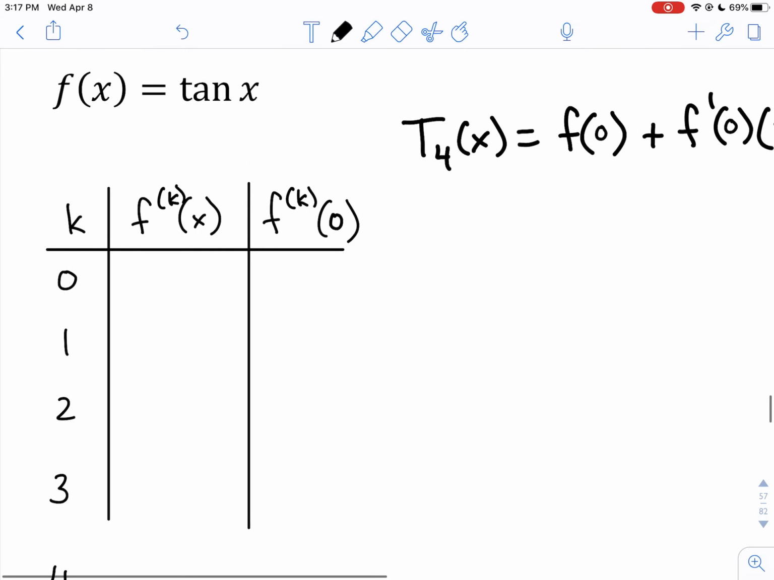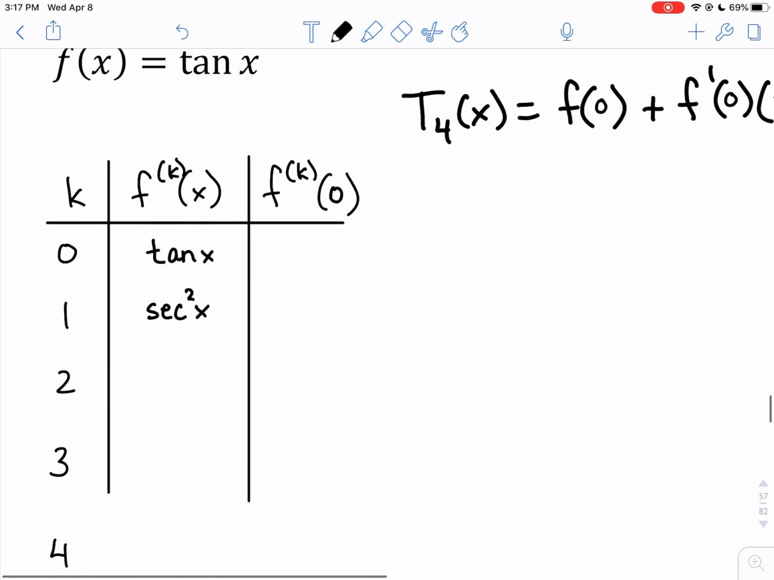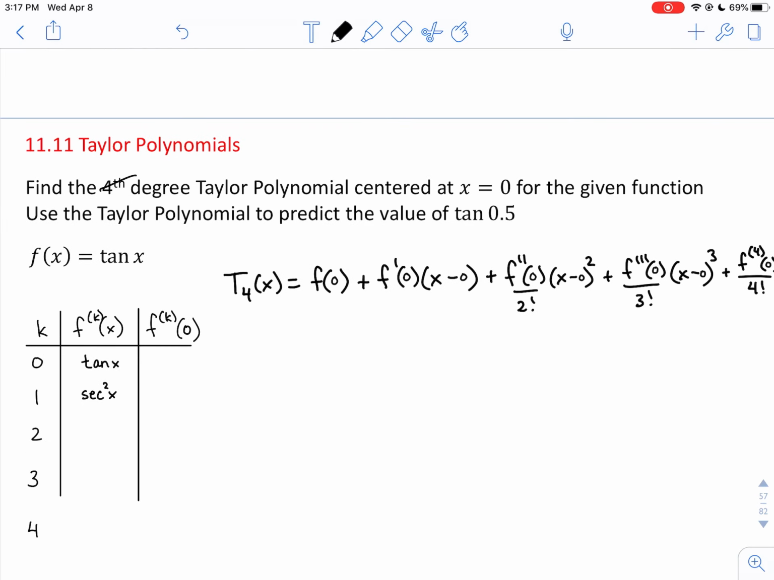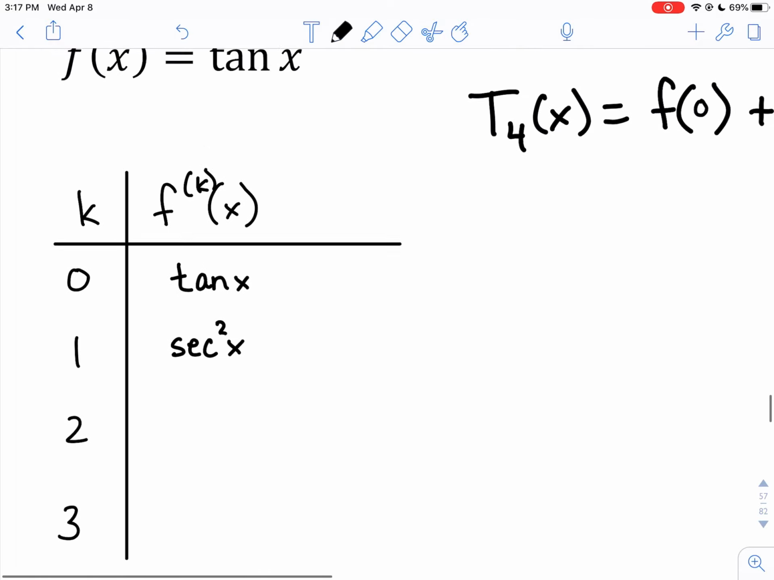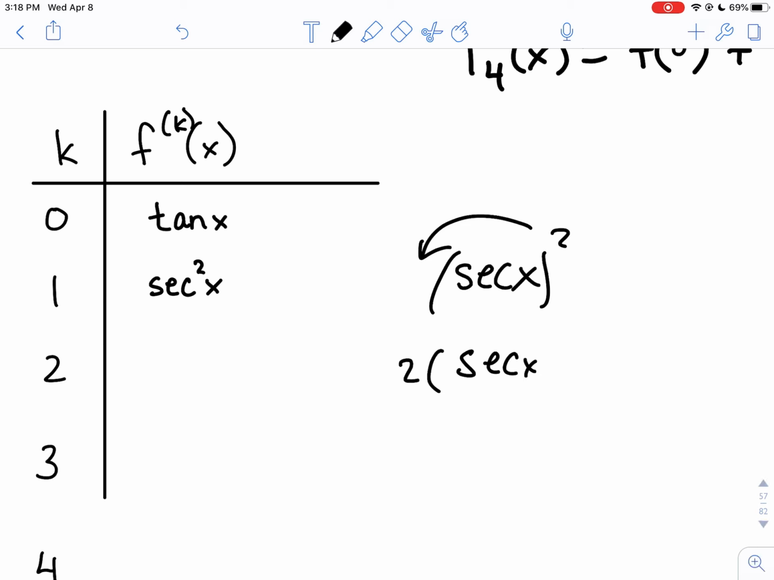Original function, tangent of x. First derivative of tangent is secant squared. I'm going to do an impromptu change of instructions here. Let's just go up to t3. Let's make that a third degree instead. And I'm also going to extend my table, give myself some space to work here. The next derivative, we have to think of secant squared as a function squared, and then do a generalized power rule. So the 2 drops down, the new power is 1 less, but the chain rule says now multiply by the derivative of the inside, which is going to be secant x tangent x.